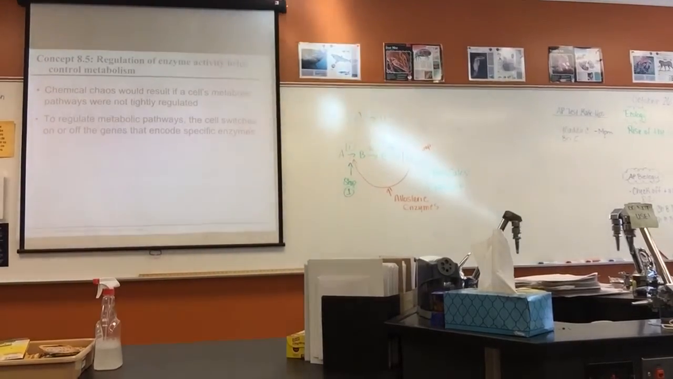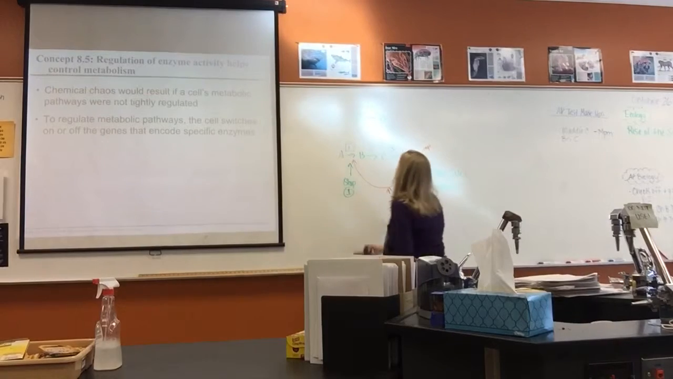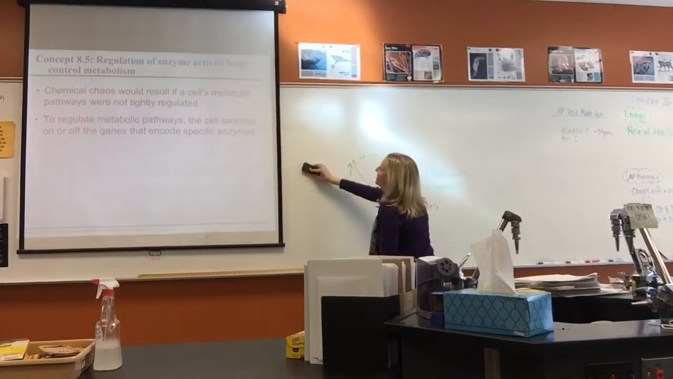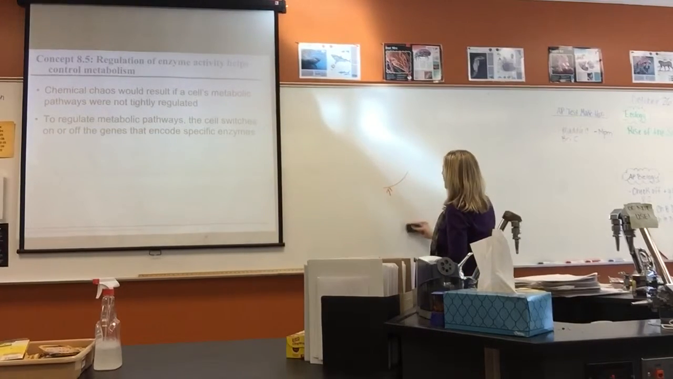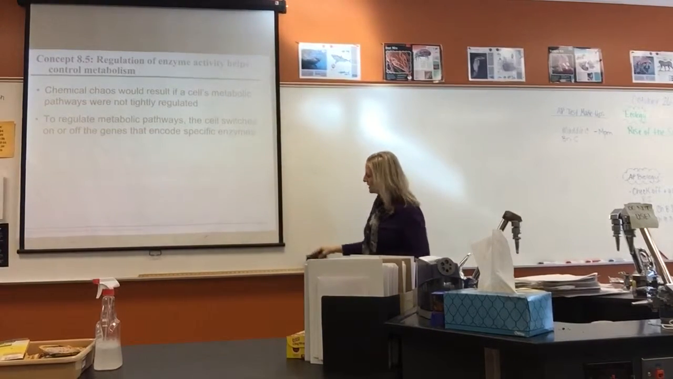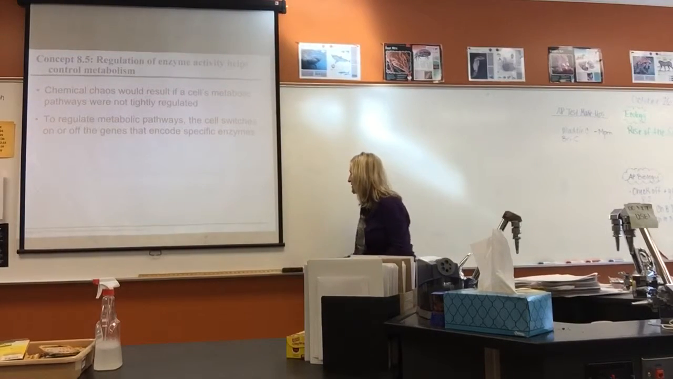All right, so this last little bit of the chapter is about how we regulate our chemical reactions, and we do that by regulating enzymes. It's titled Regulation of Enzyme Activity Helps Control Metabolism. Metabolism is the sum of all of our chemical reactions. So chemical chaos will happen if a cell's metabolic pathways are not regulated. And we regulate this a lot of times by switching on or off genes that encode for specific enzymes.